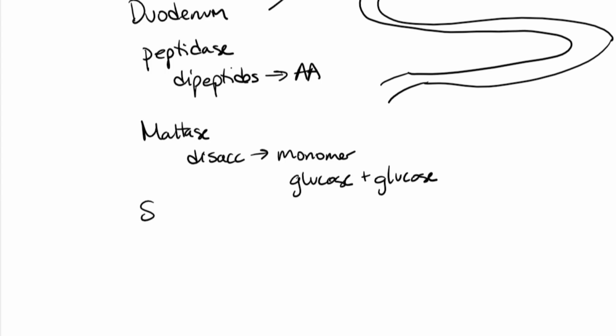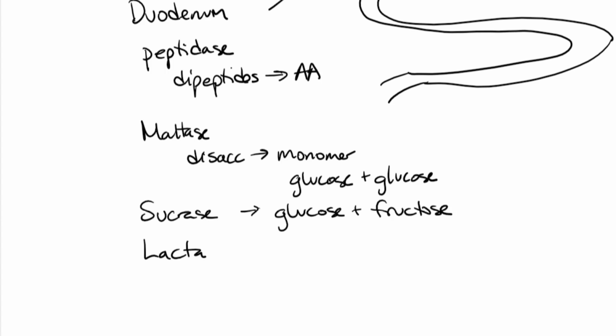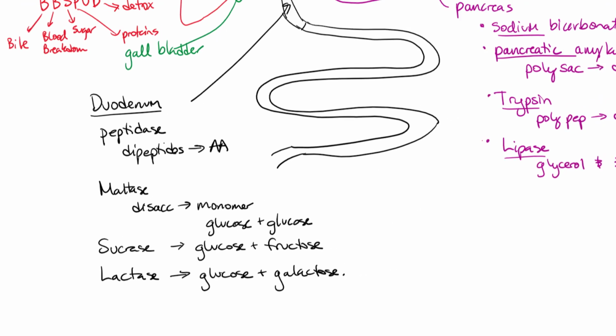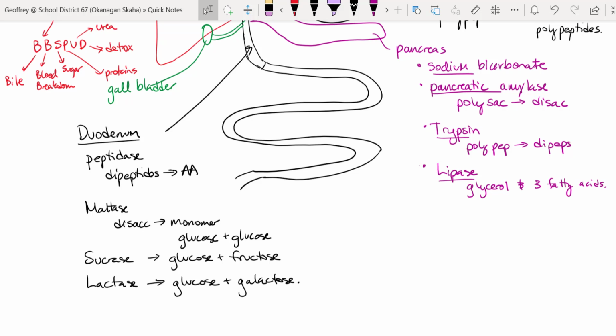The next one we have is sucrase, and this breaks down another disaccharide into monosaccharides. Same thing, but we get a glucose molecule and a fructose molecule. And then finally we have lactase. You'll notice that all the different enzymes end with "ase." Lactase breaks down lactose, and we get glucose and galactose. All right, so this all happens in the duodenum. And then once that happens, we go into the jejunum. This is the second part, and this is where all the absorption takes place.